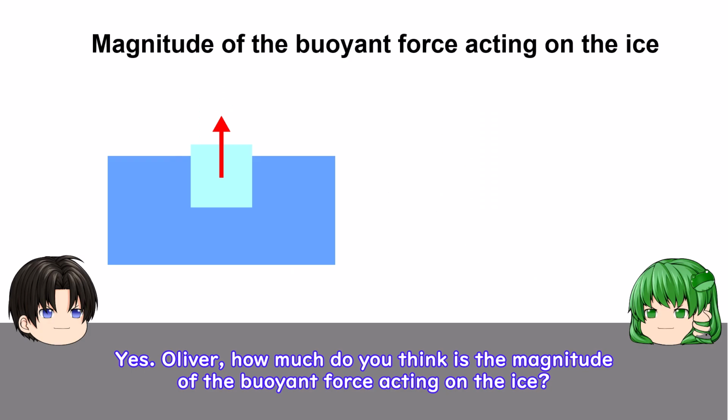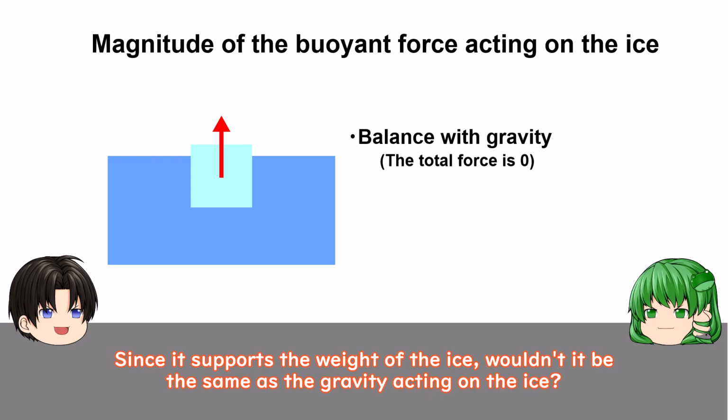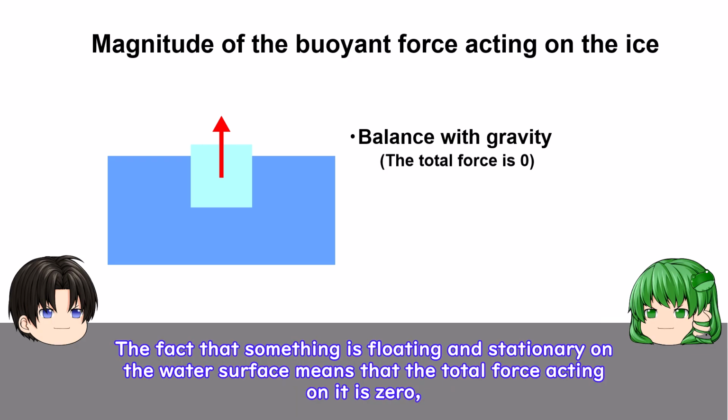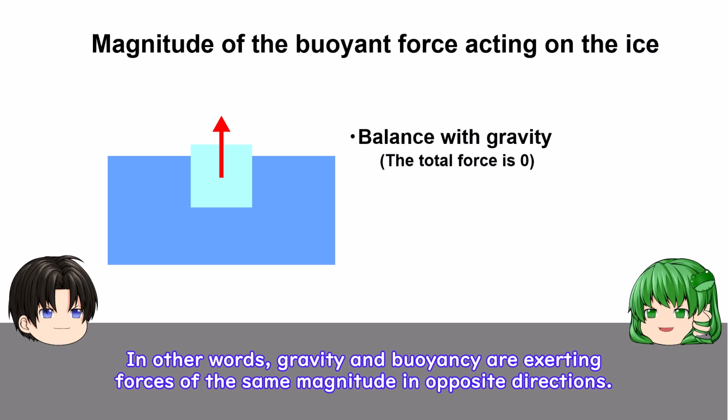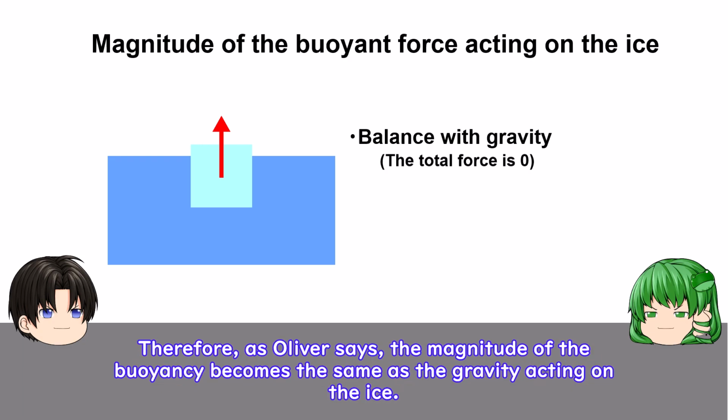Oliver, how much do you think is the magnitude of the buoyant force acting on the ice? Since it supports the weight of the ice, wouldn't it be the same as the gravity acting on the ice? That's right. The fact that something is floating and stationary on the water surface means that the total force acting on it is zero. In other words, gravity and buoyancy are exerting forces of the same magnitude in opposite directions. Therefore, as Oliver says, the magnitude of the buoyancy becomes the same as the gravity acting on the ice.